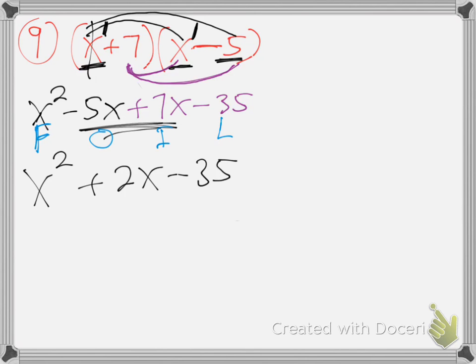That's what we did. O, what do you think O stands for? Outer. The two outer ones. Negative 5 times x, that's what we did. I. Inner. The two inner ones. 7 times x, that's what we did. And L. Last in this parenthesis times the last. Last times last. 7 times negative 5. Negative 35. That's what we did.